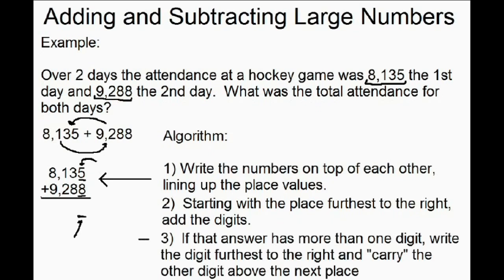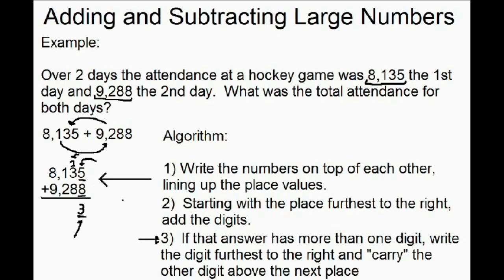So here's where we're looking at this possible step here. If the answer has more than one digit, we write the digit furthest to the right. And in 13, the digit furthest to the right is a 3. So that's our digit furthest to the right, and carry the other digit above the next place. Now the next place is our tens place, and in 13 the other digit is a 1. So we carry or write the 1 above what's in the tens place.